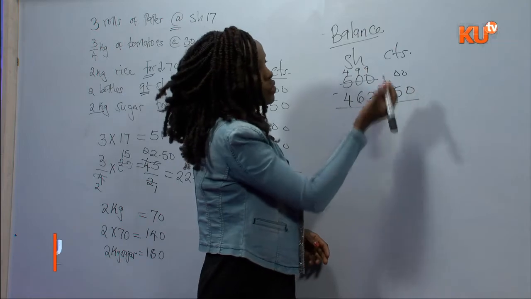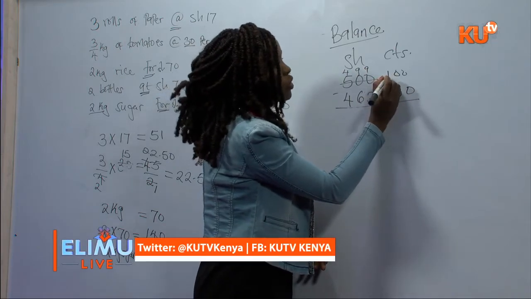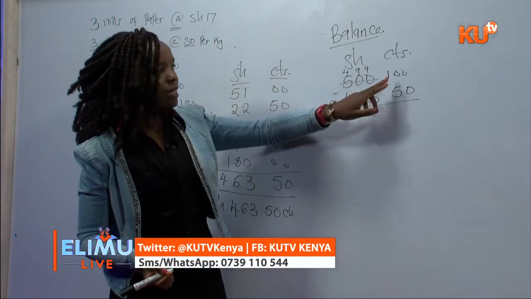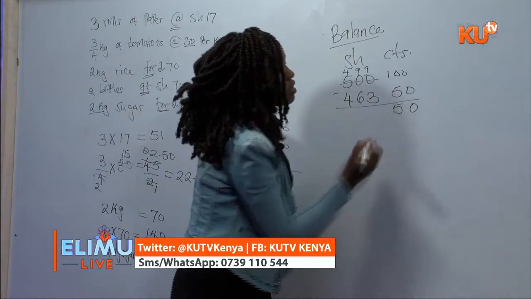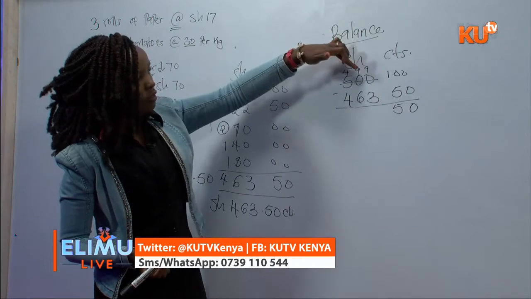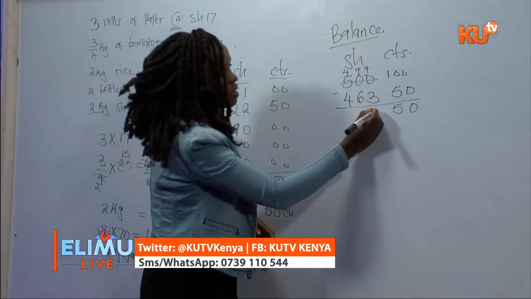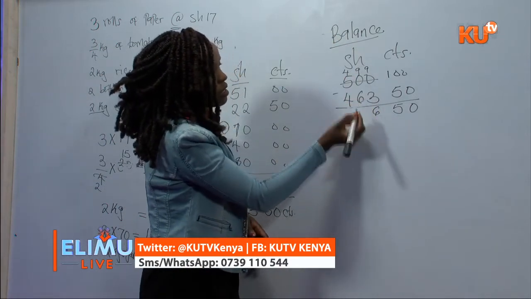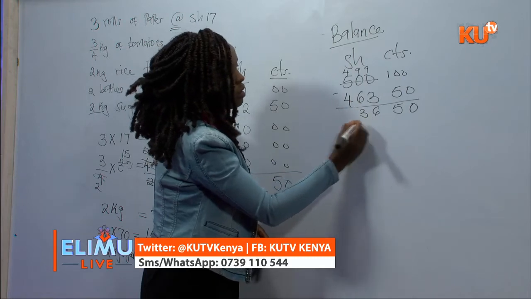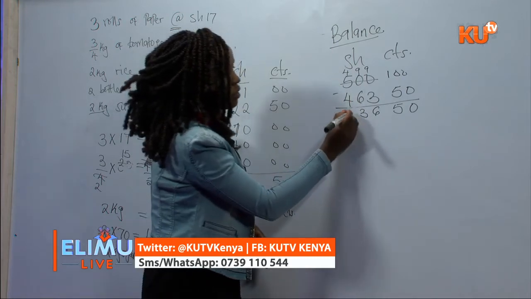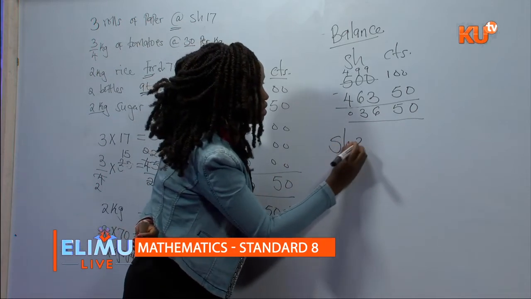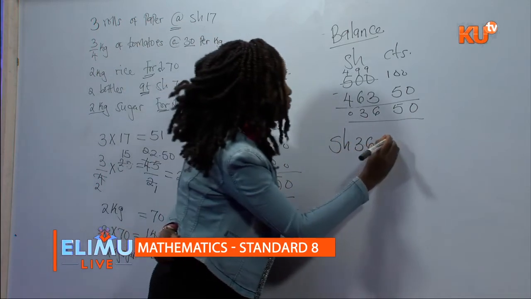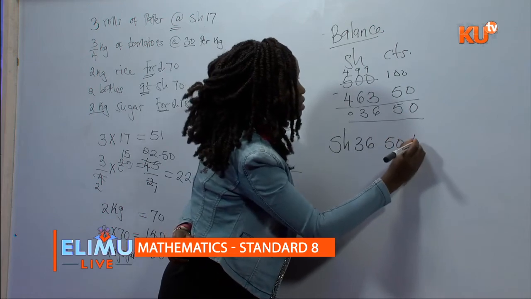That shilling is equivalent to 100 cents. So this side I'm going to have 100 cents. 100 cents minus 50 cents, I get 50 cents. 9 minus 3, I get 6. Then 9 minus 6, we get 3. Then 4 minus 4 is 0. So that means the balance is going to be 36 shillings, 50 cents.